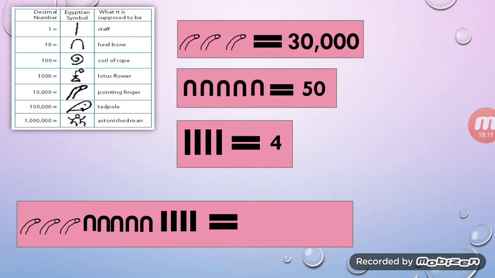Now, combining all of these numbers together into the symbol equation we see down below, our final set, we can combine the numbers to give us 30,054. Not too difficult. Now we'll move on to another numeral system, no longer the Egyptians, but rather the Roman numeral system.